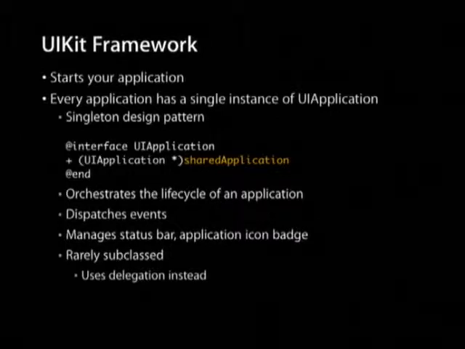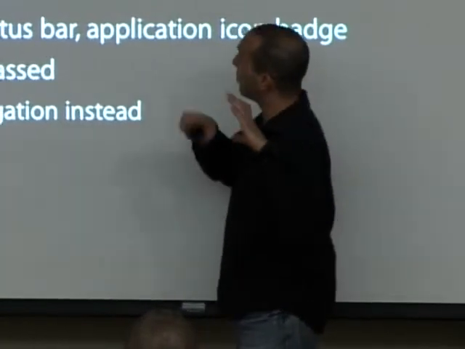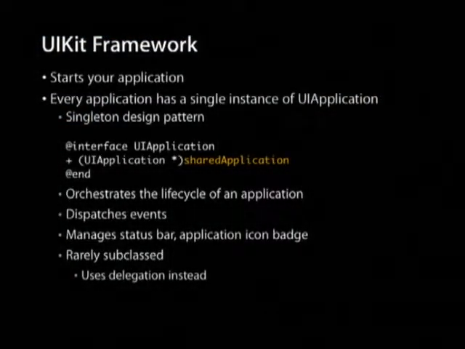So UIKit, as far as the application lifecycle goes, UIKit starts you up. When a user clicks on the icon in the iPhone's launch screen, it starts your application, and then it creates an instance of UIApplication. Now, every application has one single instance of UIApplication. The design pattern is called a singleton. If you ever need to access your UIApplication instance, you can get to it by calling [UIApplication sharedApplication], and that will give you your instance of UIApplication. You can then ask it for different things like its delegate. You can query it for different states and stuff like that.